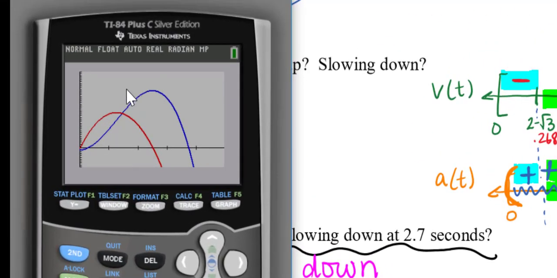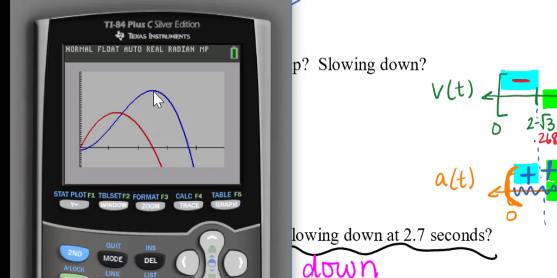Okay, so the blue function was my velocity function. This red is my acceleration. So what I can see is that acceleration in red is positive all the time until you get to that 5 halves number. Then it's negative, and that's exactly what we found. Velocity, however, in blue is negative, positive, negative. So at 2.7, you're about right here as an x value.